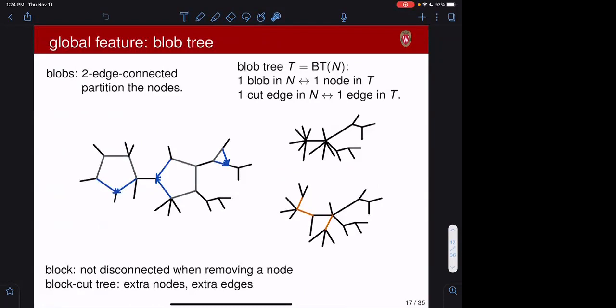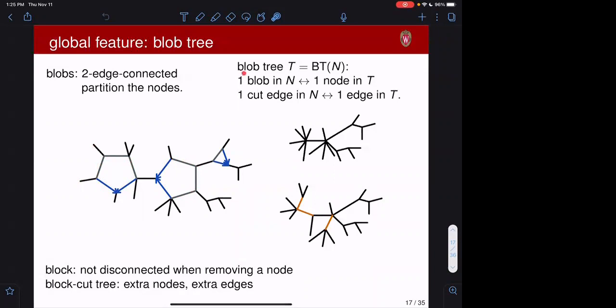By blobs, we mean the 2-edge connected components of the network, which means a connected component such that if I only remove one edge, I don't disconnect it. I have to remove 2 edges to disconnect it. And the nice thing about 2-edge connected components, these blobs, is that they partition the nodes. So all the nodes here would be in the same blob. All the nodes here would be in the same blob. And this node would be its own blob. This node would be its own blob, and so forth.